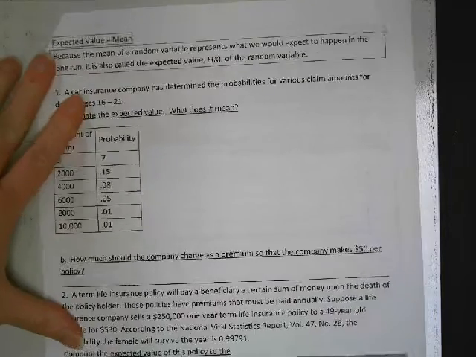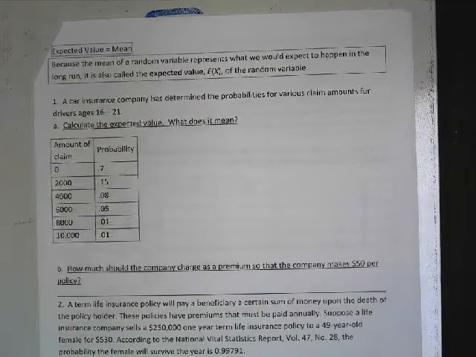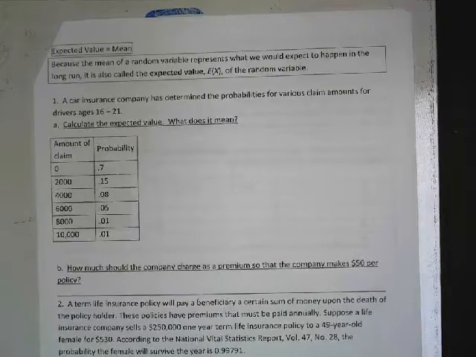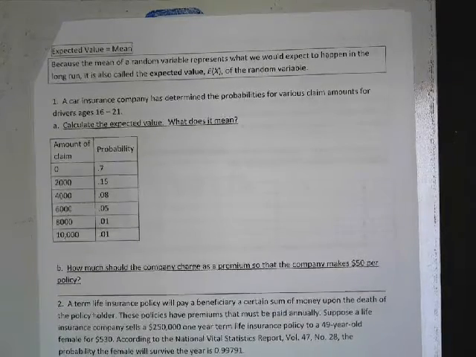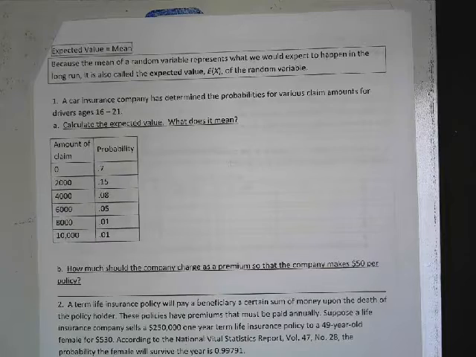All right, so the next thing is expected value. Well, expected value equals the mean, because the mean of the random variable represents what we would expect to happen in the long run. The more that we repeat the experiment, the closer and closer it's going to get to that mean. So we also call that the expected value, or E of x, of the random variable.